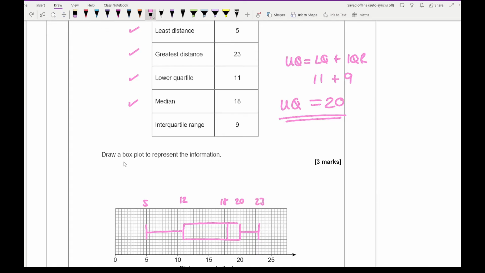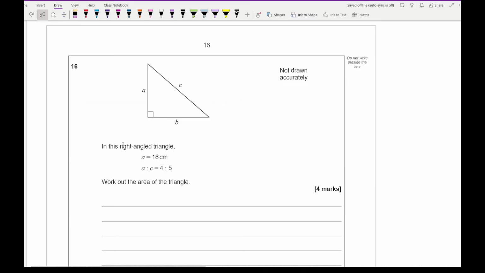and 23. Moving on to question 16, it says that this is a right angle triangle. A is 16 centimeters. The ratio of A to C is 4 to 5. And the question is asking us to work out the area of the triangle. Now, to work out the area of the triangle, it's going to be A times B divided by 2, the base times height divided by 2.